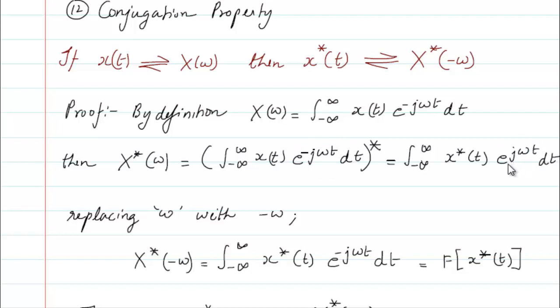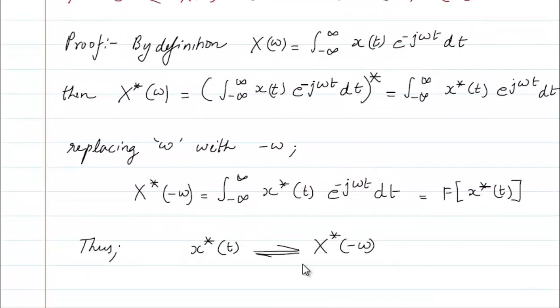Okay, if that is the case, then by replacing omega with minus omega, I will basically get this equation as e raised to power minus j omega t. Now what is this equation? This equation is the Fourier transform of x conjugate of t. That is, the Fourier transform of x conjugate of t is X conjugate of minus omega, where I have replaced omega with minus omega. So thus we can say that the Fourier transform of x conjugate of t is X conjugate of minus omega.